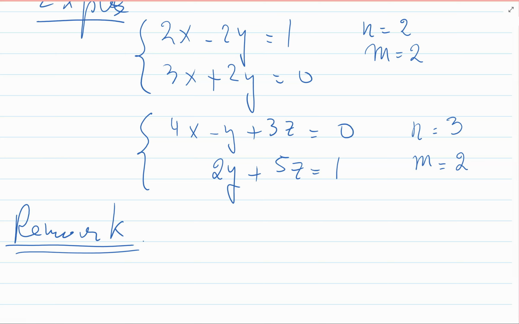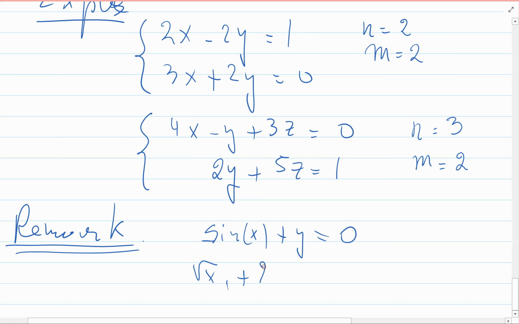Before you jump in with a specific technique, you need to make sure that you are dealing with a linear equation. For example, sine x plus y equals 0, or square root of x1 plus 2x2 minus x3 equals 1, and so on. These are not linear equations. We call them nonlinear equations. The problem becomes extremely complicated to make the unknowns known in this context.